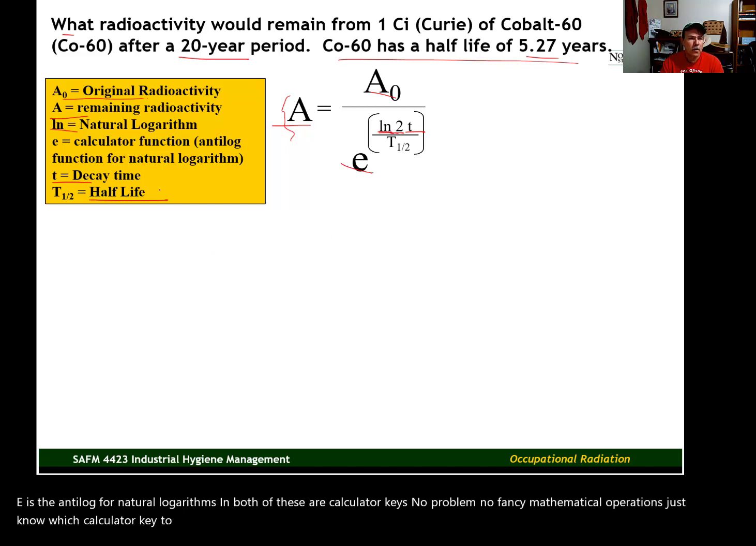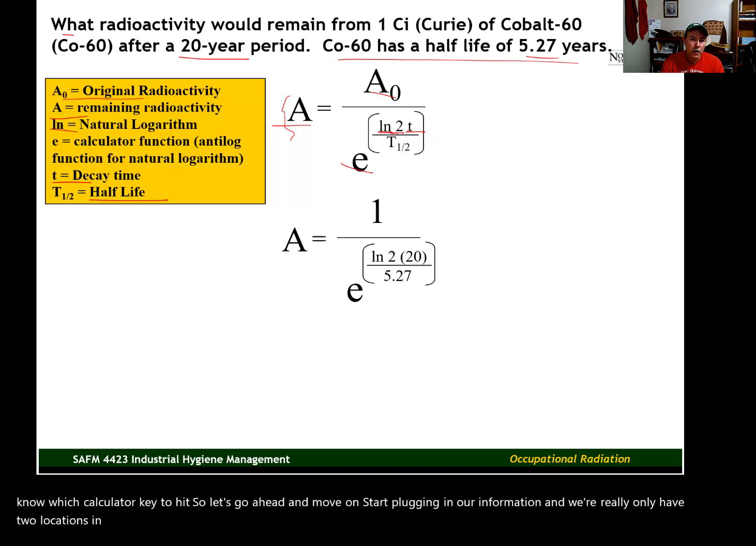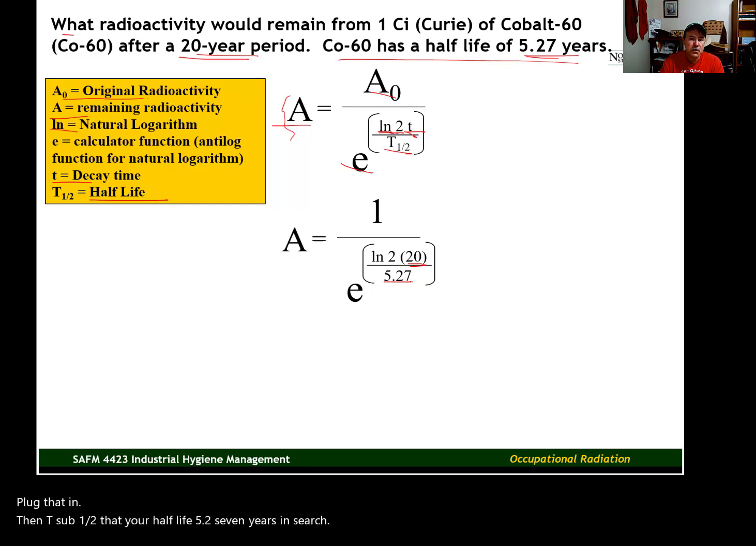So let's go ahead and move on and start plugging in our information. Again, we really only have two locations in the formula where we're entering information, the t and the t sub 1/2. For t, that's the time period, 20 years, plug that in. Then t sub 1/2, that's our half-life, 5.27 years. Insert 5.27 for the half-life right here. Now we need to do the mathematical operations within the term that we have in brackets.